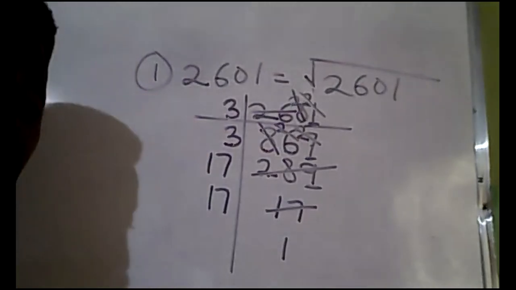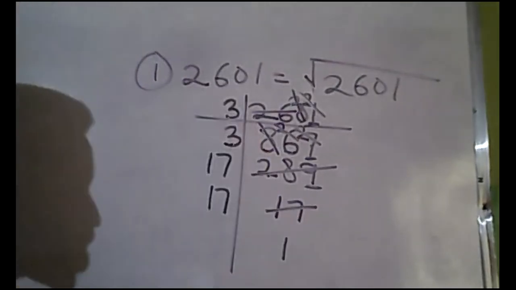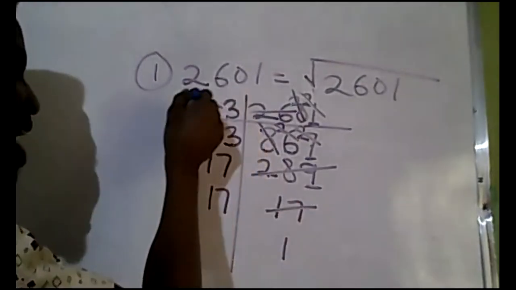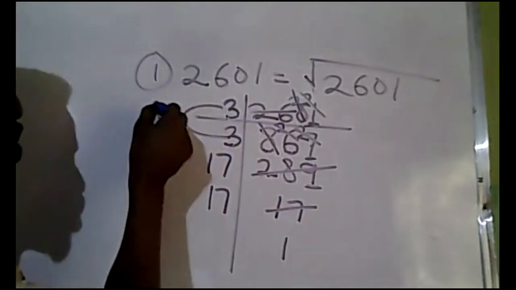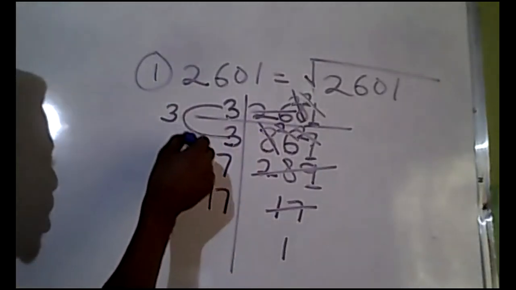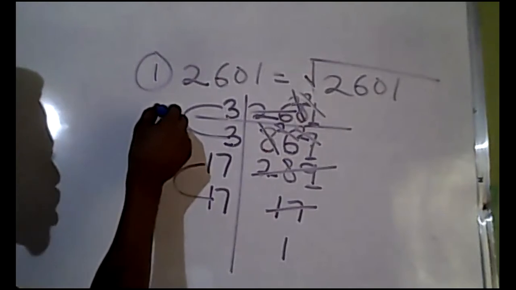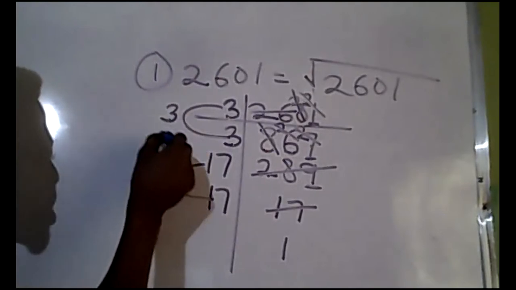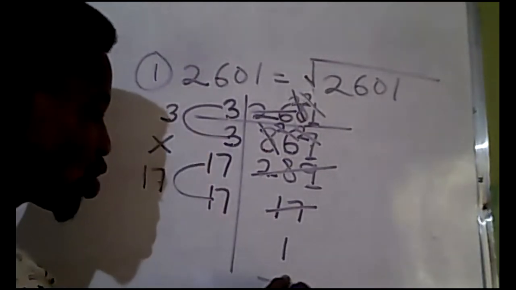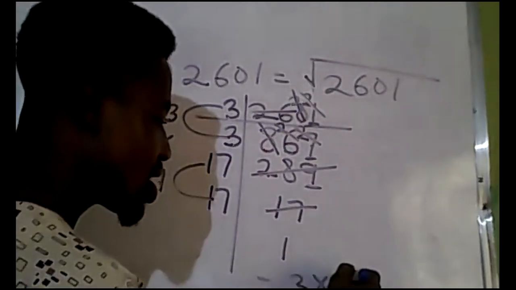So the next thing we shall do now is pair. Pair the numbers that are the same. Pair these. What have you paired? 3. Write it over here. Okay? Pair 17. What have you paired? 17. Write it over there. So you now multiply this out. 3 times 17.